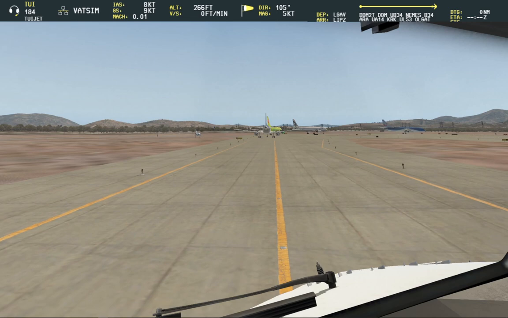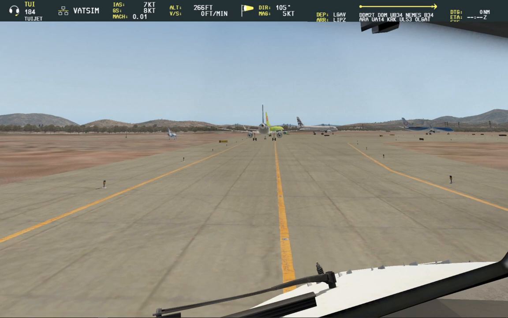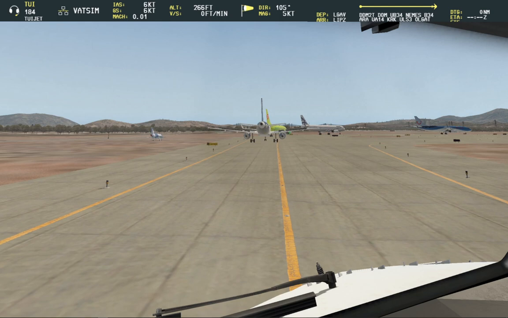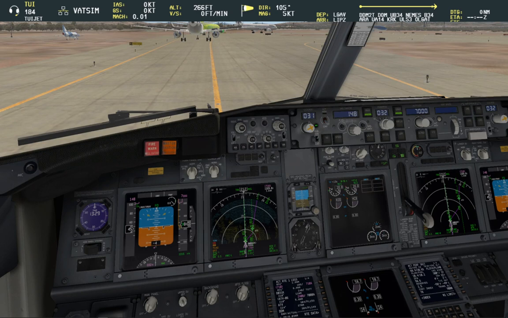Bravo Kilo Sierra, wind 110 degrees 7 knots, runway 03 left, clear for takeoff. Olympic 4 Liner 5, line up runway 3R. Line up runway 0-3 right, Olympic 4 Liner 5.